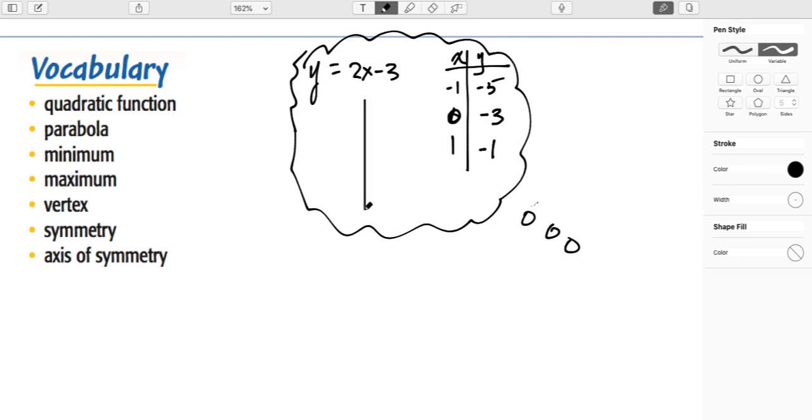We would get our X and Y axis, something like that, and then we would plot these points. So this is 1, -1. So there's a point down here. And then there's a point here at 0, -3, maybe down here. And then at -1, -5, which I'm going to just say is going to be down here. Let's say this is -1.